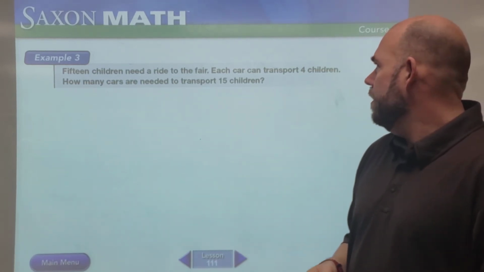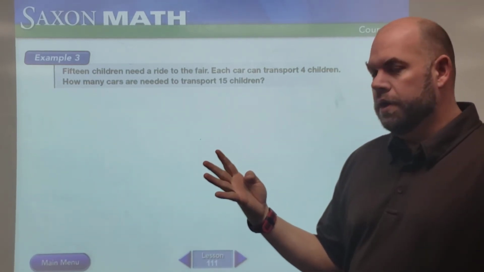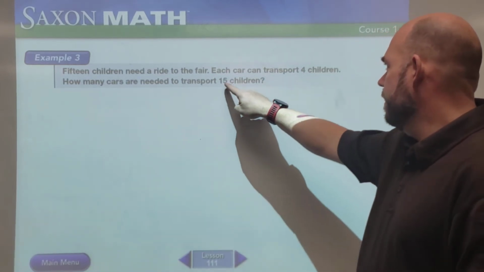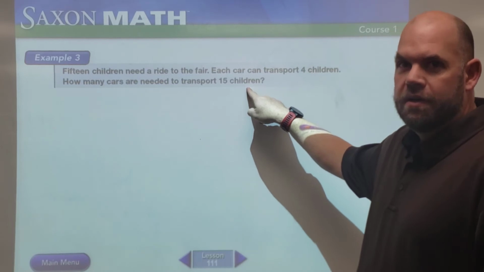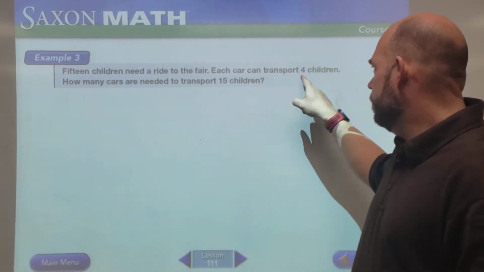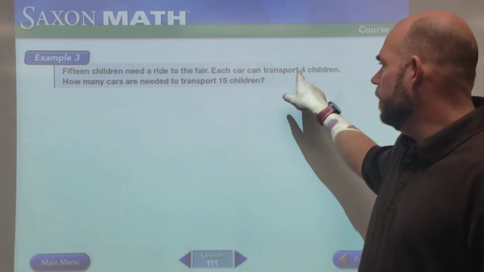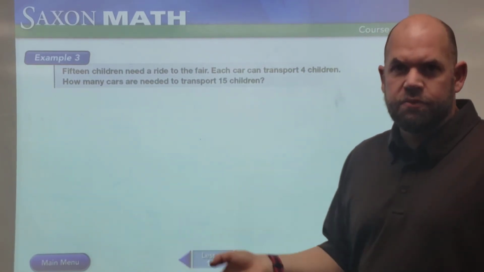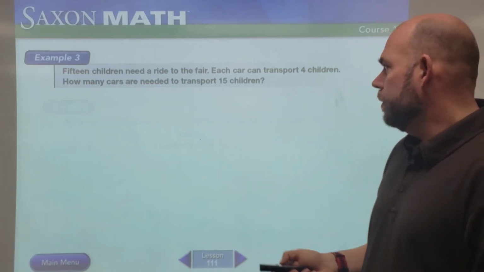Well, let's think about this logically. If we can do 4 in 1, so that means if we had 4 cars, we could do 16. Can we fit 15 into a capacity of 16? Yeah, we can. So with 4 cars, we could. If we had 3 cars doing 4, then we could only transport 12 of them, and we'd have 3 left over, so that's not going to work. So we're going to have to do 4 here.